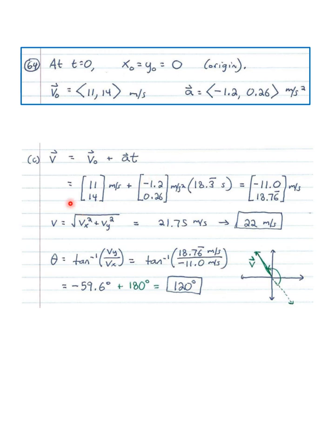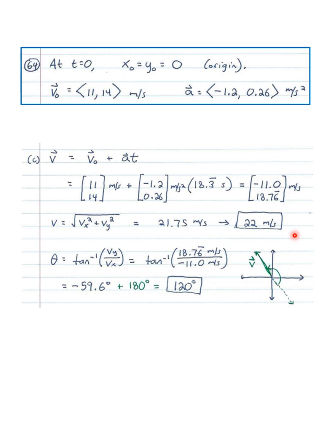And so we take v equals v naught plus at, there's v naught, 11 and 14, there's your acceleration, times the time of 18.3 seconds, and you get a velocity vector of negative 11 and 18.76 repeating meters per second. How fast? We take the magnitude of that vector by using Pythagorean theorem, and I get 22 meters per second.